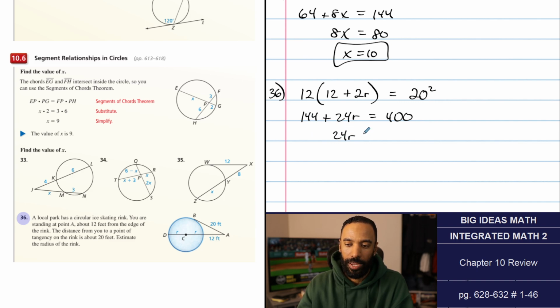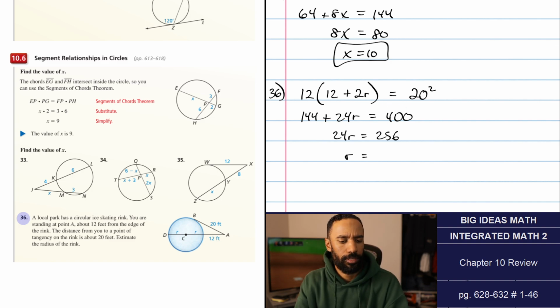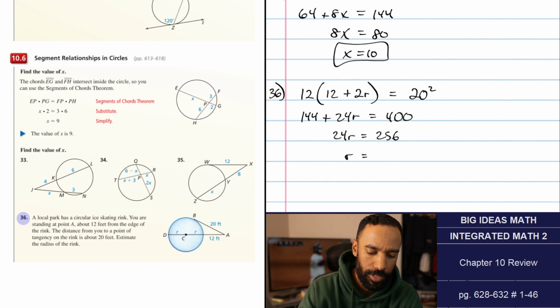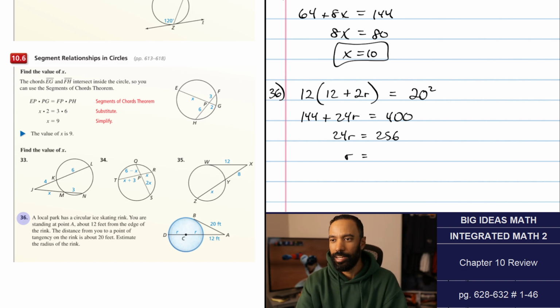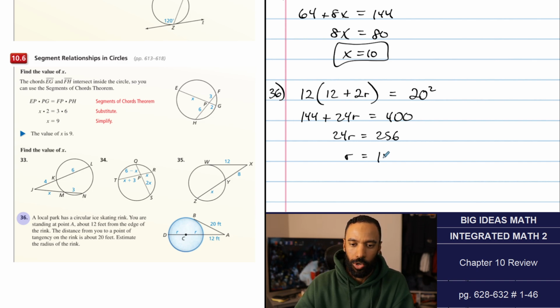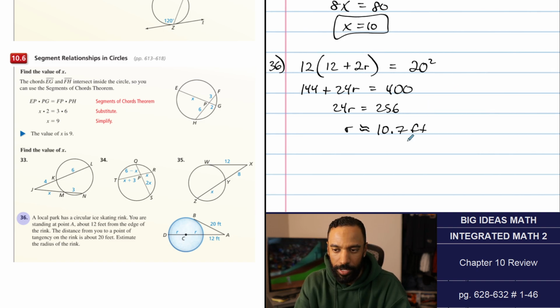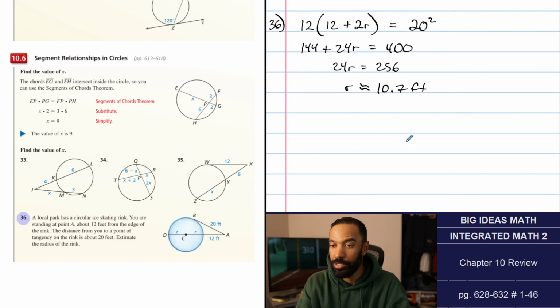Subtract 144, I get 24R equals 256. Divide by 24, you get R equals, I don't know. Is that 10 and 2/3? What? 256 divided by 24. Yeah, 10 and 2/3. They said estimate the radius of the rink. I'll go to the nearest tenth, so around 10.7 feet. It's 10.6 repeating. 10 and 2/3 feet would be an exact version if you want to say that, or 32/3 of a foot.